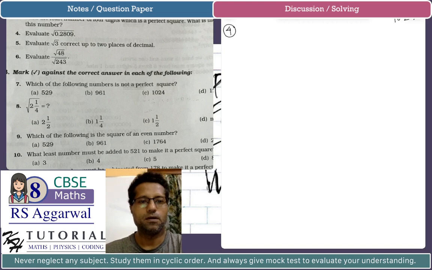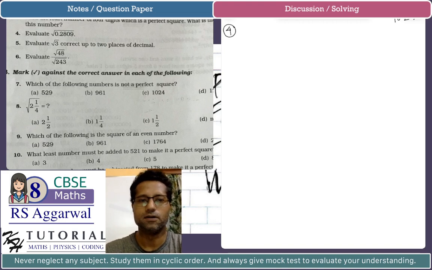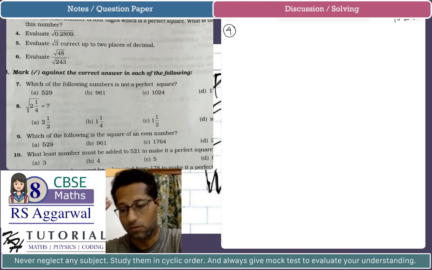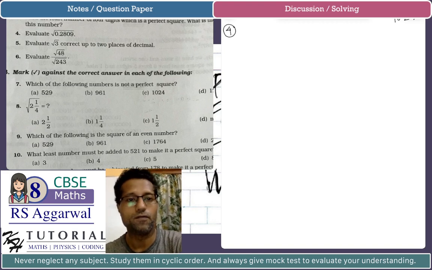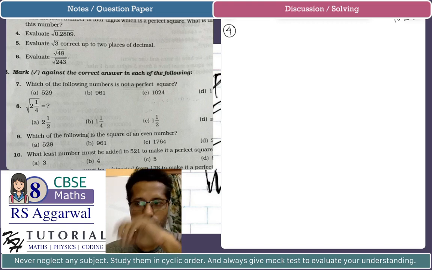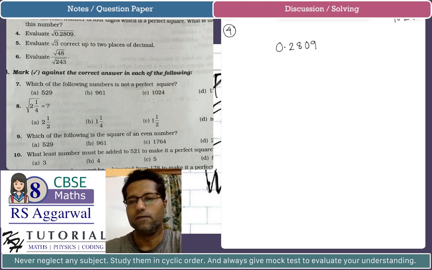Okay, let me first evaluate this using the normal method, which is given in the textbook, that is using the long division method. If you are using the direct long division method to find the square root of a decimal number, you have to see that there should be an even number of digits after the decimal point, and the number given already has an even number of digits after the decimal point. So 2809, there are 4 digits after the decimal point, which is even. So we need not do anything else. If the number of digits after the decimal point was odd, we had to add a 0 to make the number of digits even.